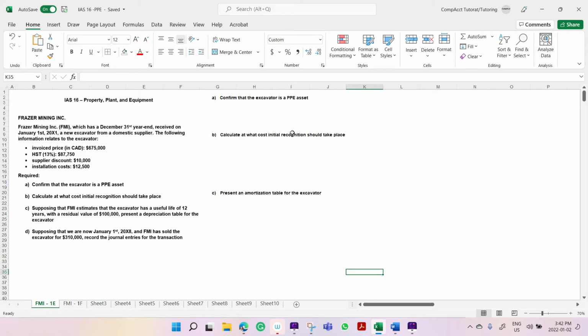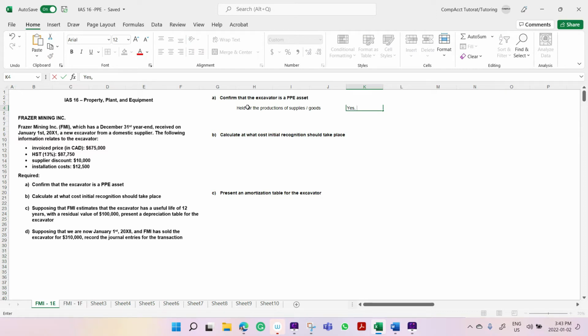So the first one here, we're being asked to confirm that the excavator is really a PPE asset. So what is the definition of a PPE asset? From the slides, we know that there are 2 bullet points. First, it must be held for the production of supplies or goods. So is it met? Absolutely it is, yes.